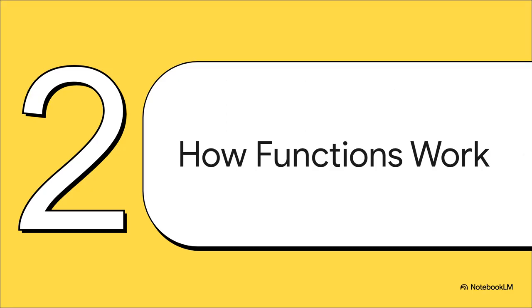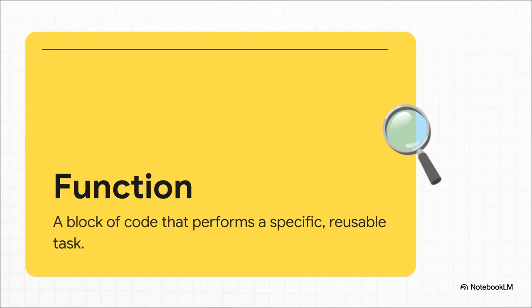And this is where our first amazing tool comes in to save the day. Instead of repeating all that logic, we can package it up into something we can just call on whenever we need. And that package is called a function. The definition here is simple, but it's incredibly powerful. A function is basically a self-contained, reusable block of code that's designed to do one specific job. It's like a mini program that lives inside your main program.